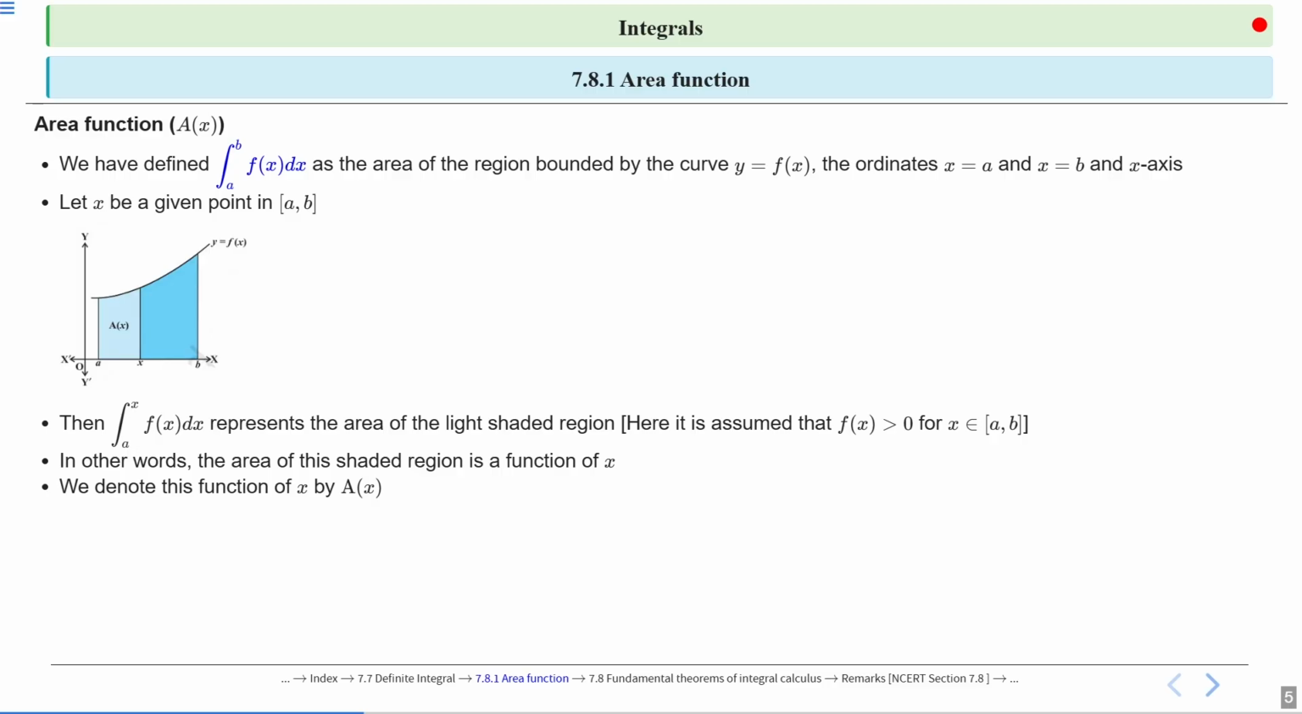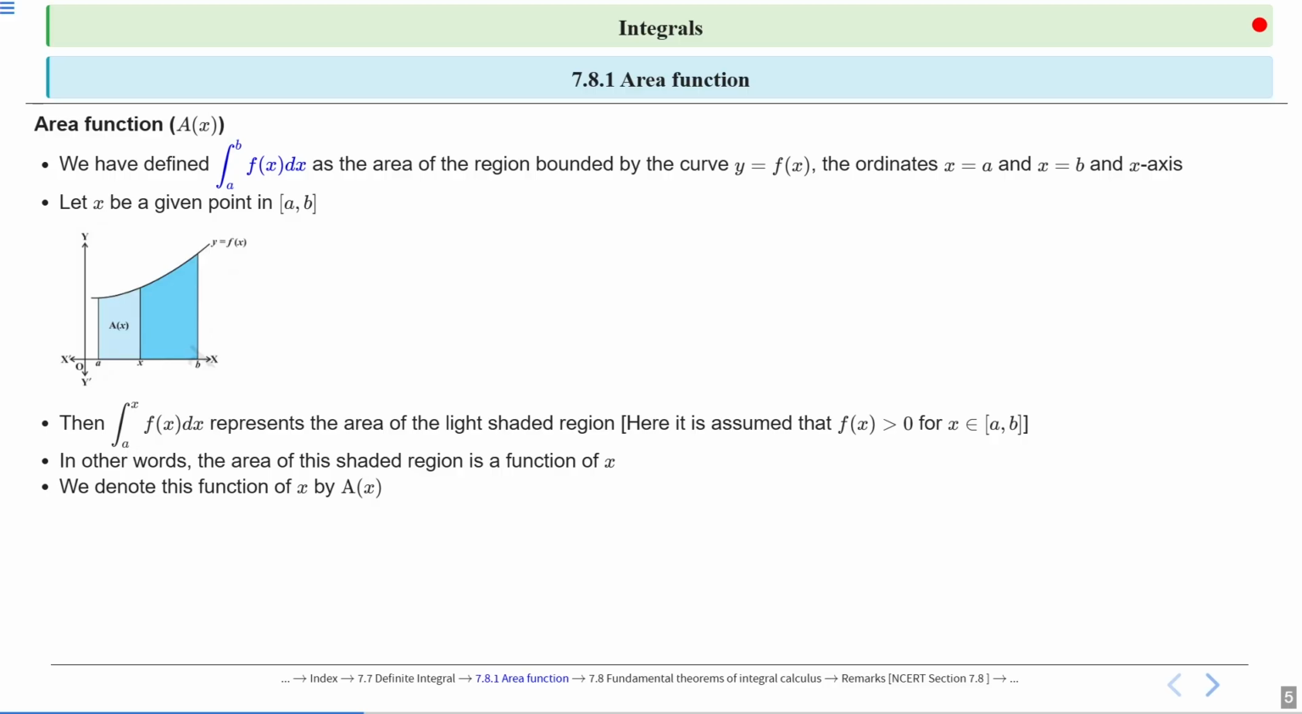For example, if we consider the function x square and the interval defined from 2 to 5, whatever value we take, for example, if we take 2, then the value of f(x) is 4. If we take the value 3, the value of f(x) is 9. If we take 5, then it becomes 25. But it's always positive. It means f(x) greater than 0 for all x belongs to (a, b).